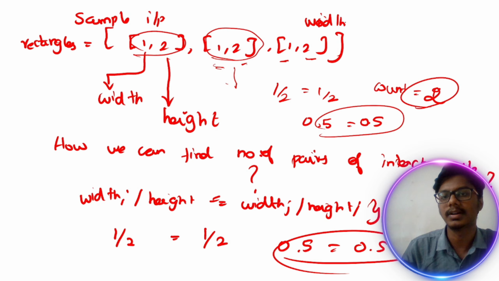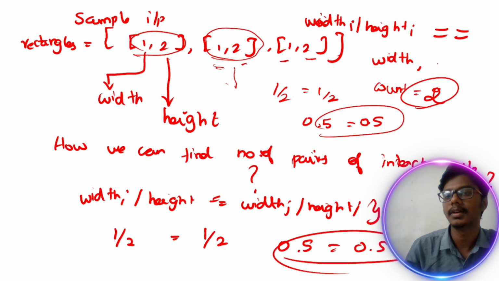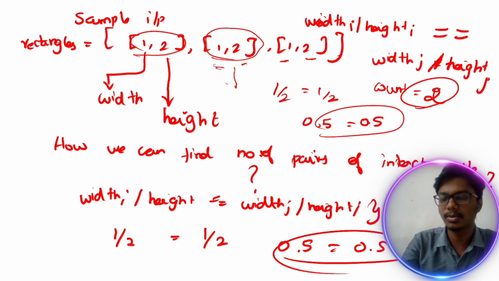So width i divided by height i is equal to width j, sorry, divided by height j. Okay, that's all about this question.